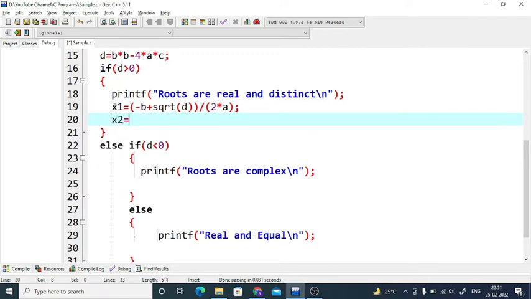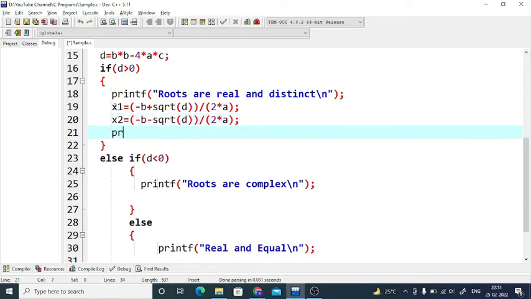Similarly, I'll have a second root, which is minus b minus sqrt of d upon 2 into a. Okay, so minus b plus square root of d upon 2a is my root 1, and minus b minus square root of d upon 2a is the second root. Okay, so I'll be printing the roots.